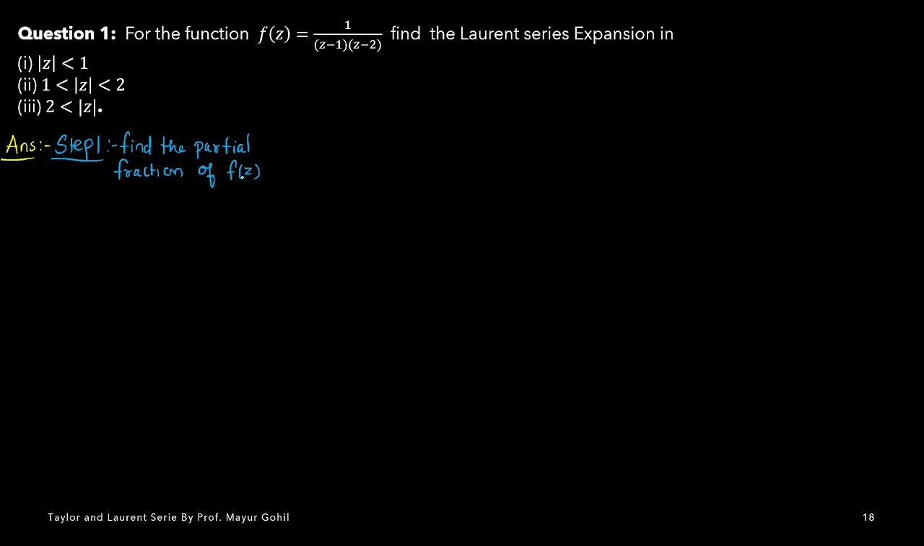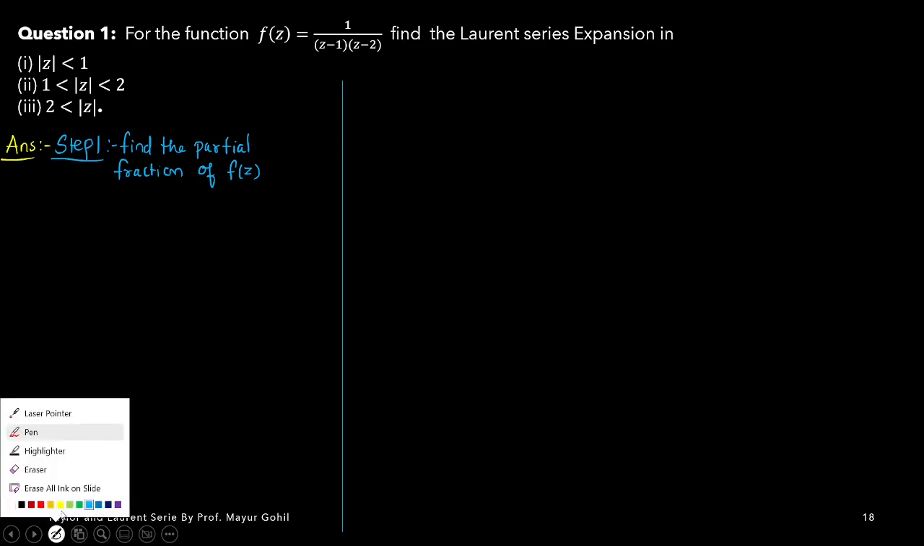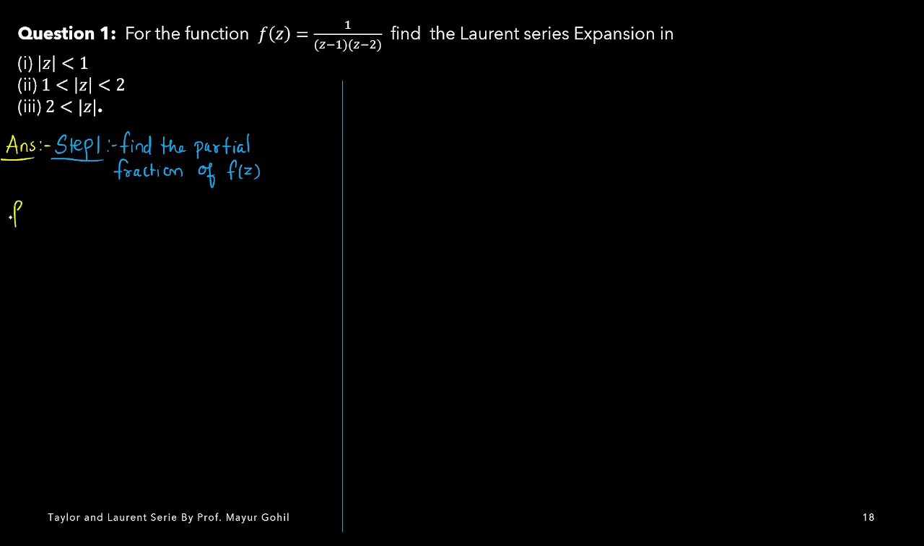I think I have put this straight line here so that I do not jump over the other region. So this is the step number 1 we are supposed to do. So let us do step number 1. f of z is 1 over (z minus 1)(z minus 2). Now, how do we find the partial fraction? So for the partial fraction, consider 1 over (z minus 1)(z minus 2).